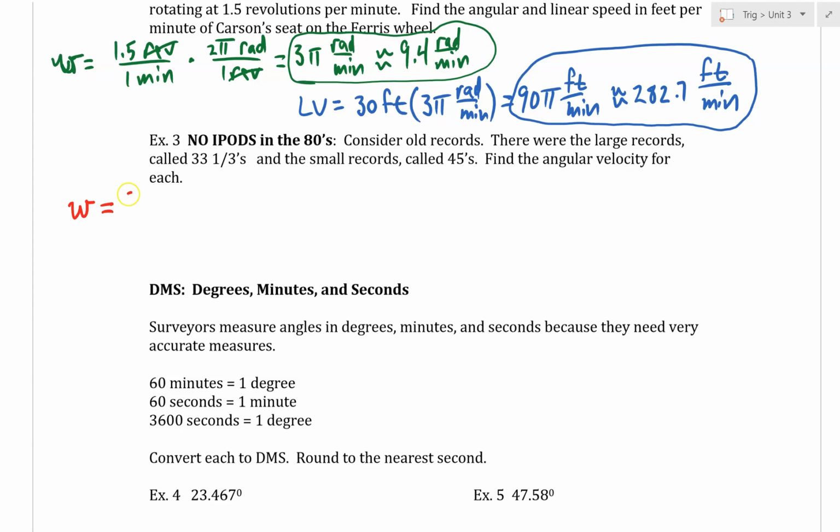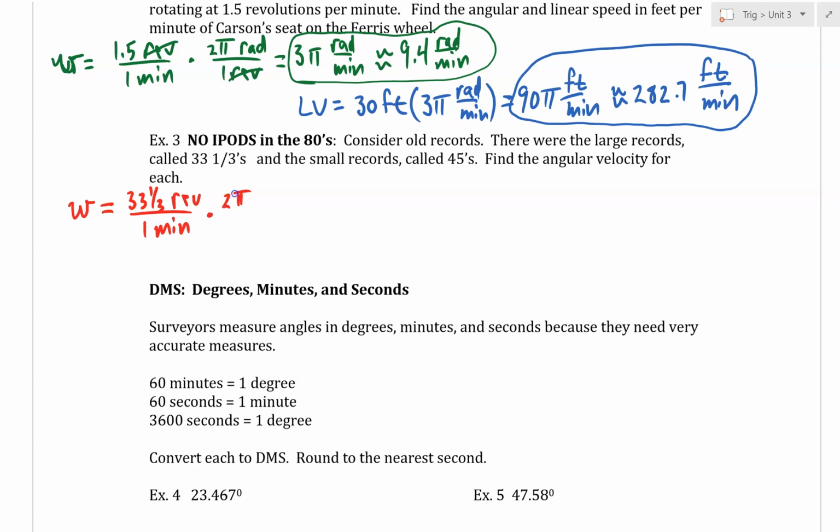So it is 33 1/3. Now what it means is 33 1/3 were because that's how many revolutions per minute it took for the record to go around per 1 minute. 45s, they're going around faster. So if you guys have seen your parents, if they still have an old record player, that's what the difference is.